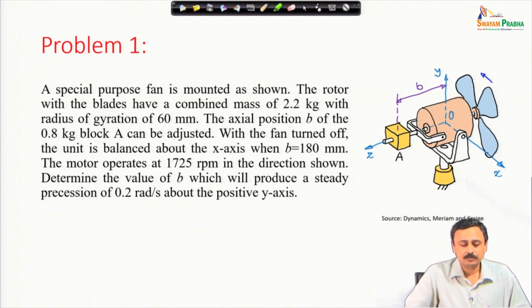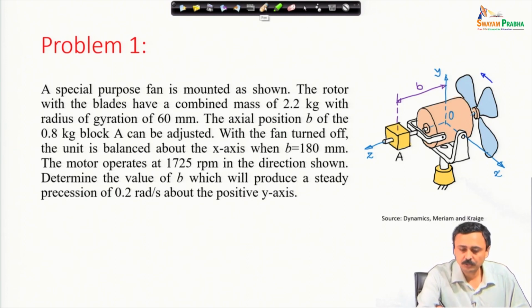This problem is taken from Meriam and Craig. It says a special purpose fan is mounted as shown. The rotor with blades has a combined mass of 2.2 kilogram with radius of gyration of 60 millimeter. The axial position B of the 0.8 kilogram block A can be adjusted. With the fan turned off, the unit is balanced about the x axis when B is equal to 180 millimeter. The motor operates at 1725 rpm in the direction shown. Determine the value of B which will produce a steady precession of 0.2 radian per second about the positive y axis.